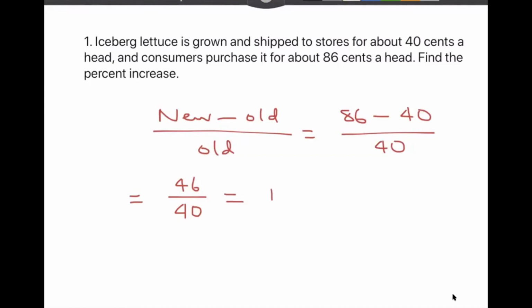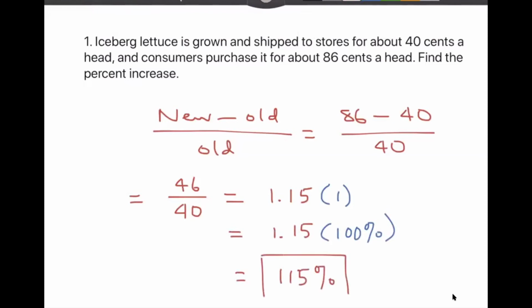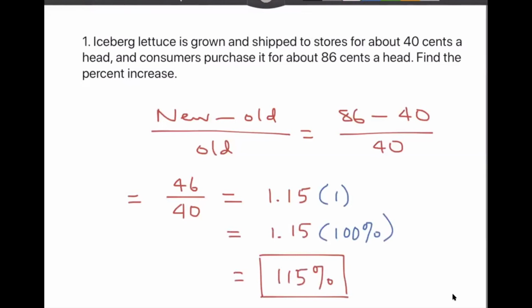1.15. Now, what you have to understand about this number is that this is not written as a percent. So in order to change a number that's not a percent into a percent, you have to multiply it by a form of 1, which if we're trying to convert it into a percent would be 100%. Okay, so the percent increase written as a percentage would be 115%. All right, and the second example.